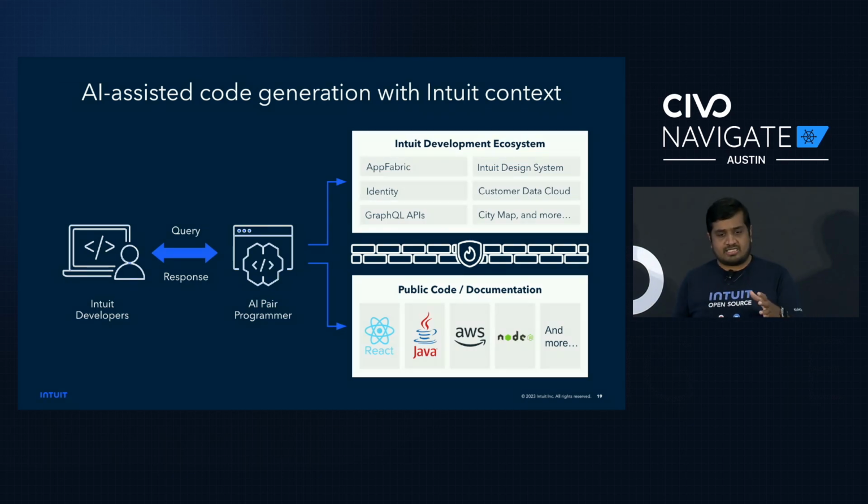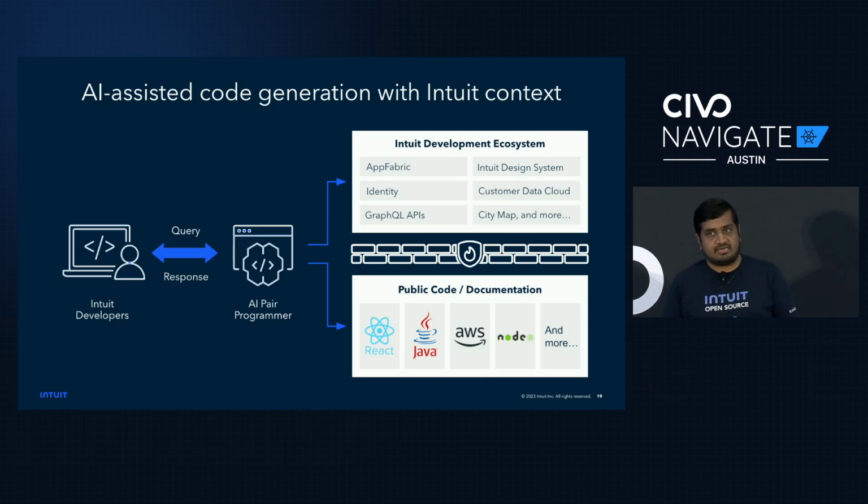What that goes into is there's the public LLM side of things, which are trained on the public code, open source repos, and documentation. And then on the top, you have all the Intuit development ecosystem, which is Intuit's code. And we have started to curate these things called the golden repos.